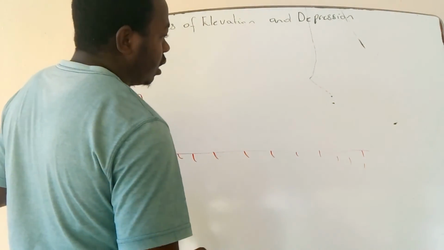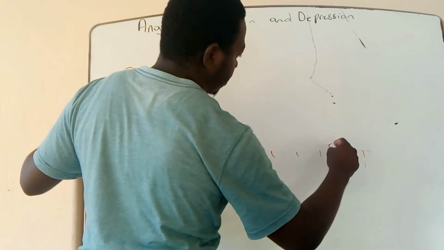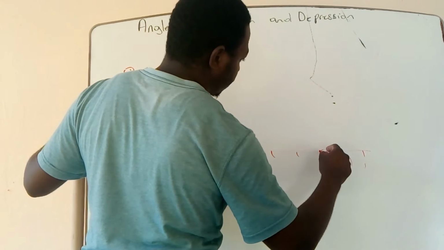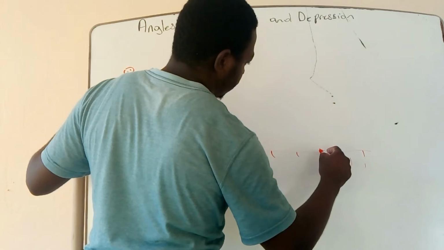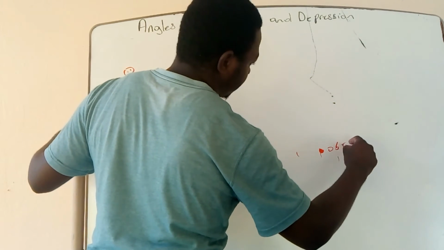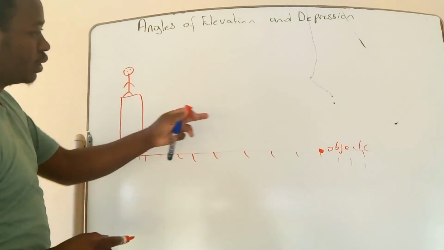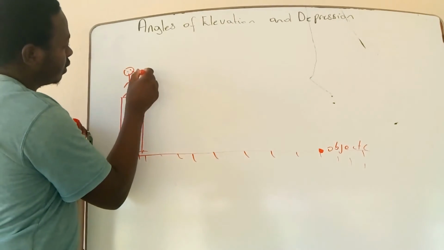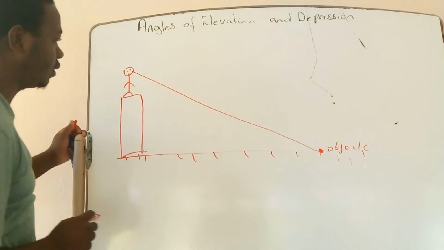And let's say that there is an object on the ground here. You're looking down at this object, so from your eye line, you're looking straight down on that object.